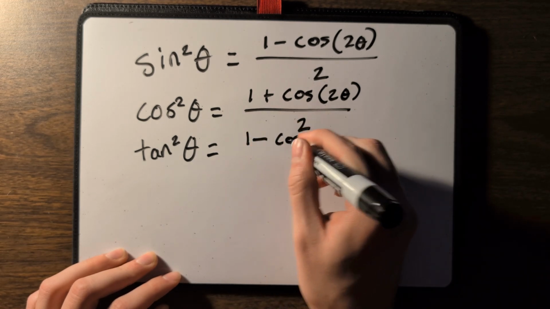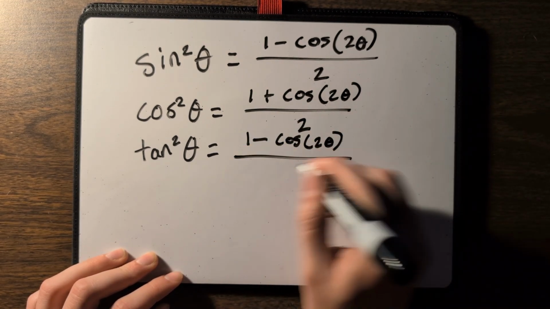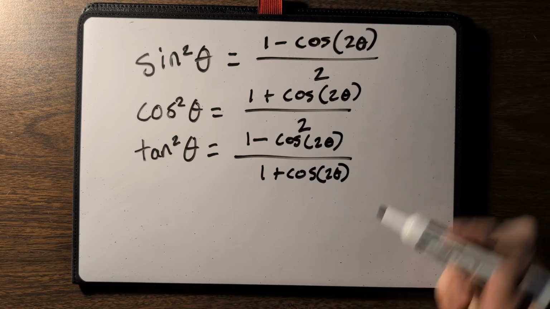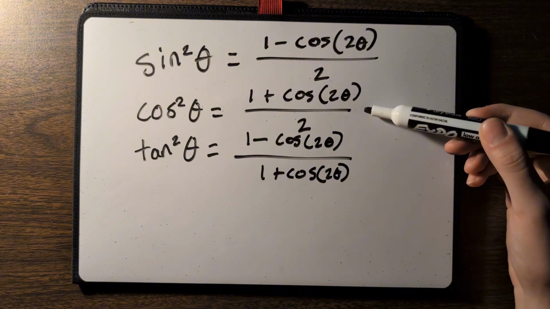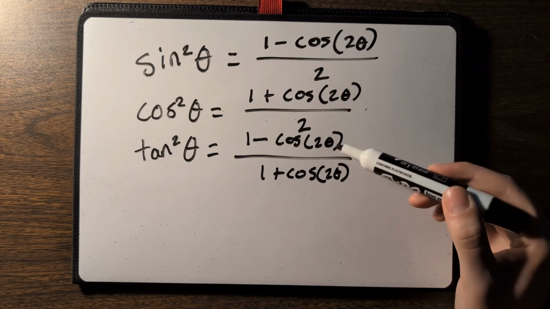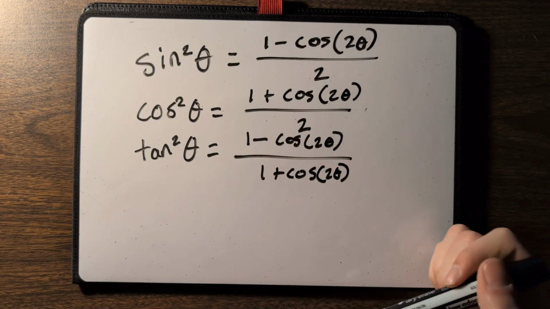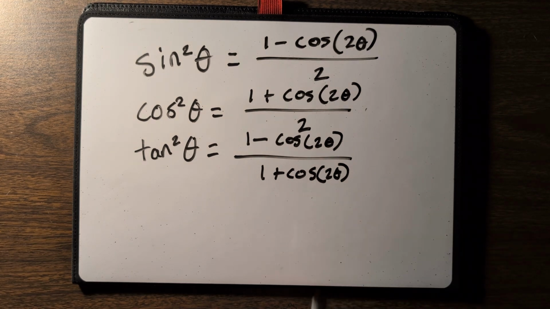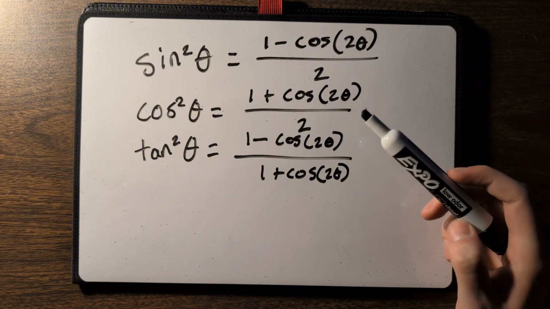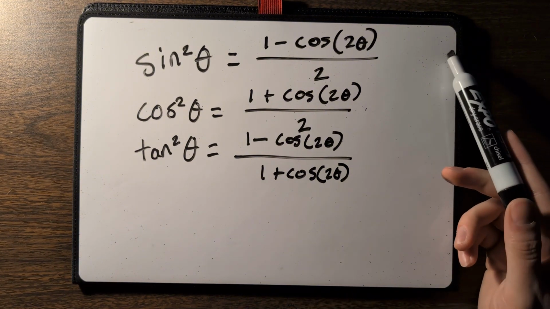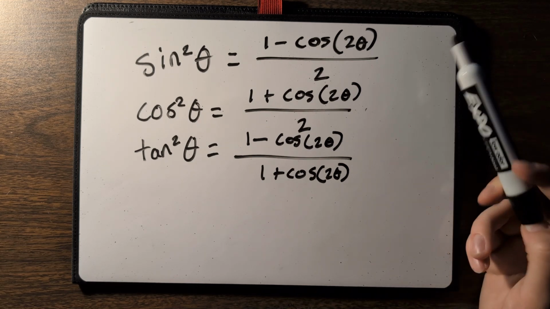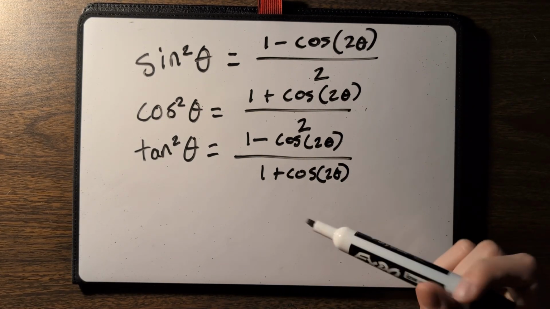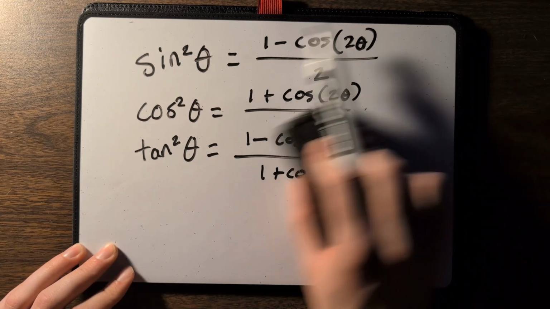with 1 minus cosine 2 theta over 1 plus cosine 2 theta, which, if you notice, is really just this over this. Right? The 2 would cancel out in that case, and we're left with just this. Pretty cool, huh? And you could relate this to the other, like cosecant, secant, and cotangent, the other trig functions, and play around with it. And I'm sure you can figure out how that could be helpful.